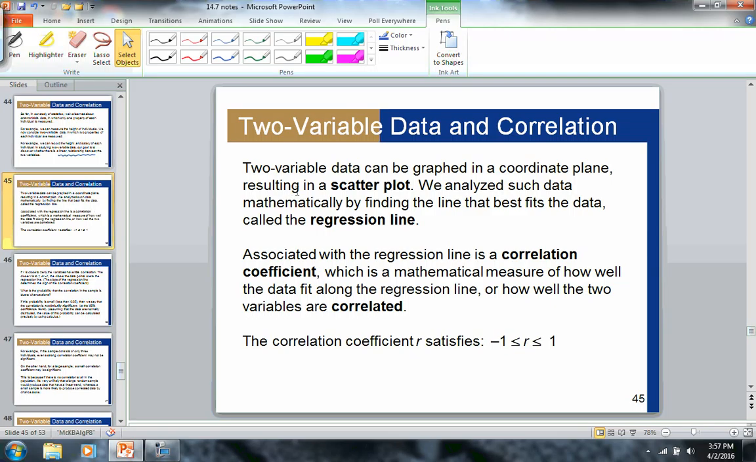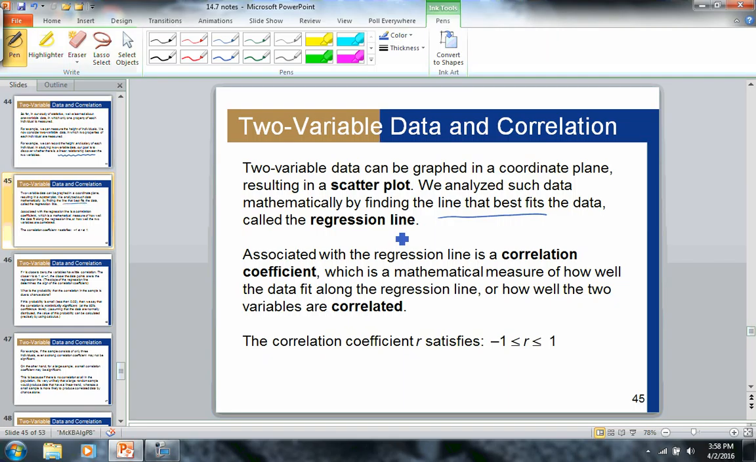And then when we plot those points for every individual, it'll make a scatter plot, which you've seen ever since you were in middle school, so you know how to do that. And then we would analyze it by finding the line that best fits that data, the line of best fit, or the linear regression, the regression line.